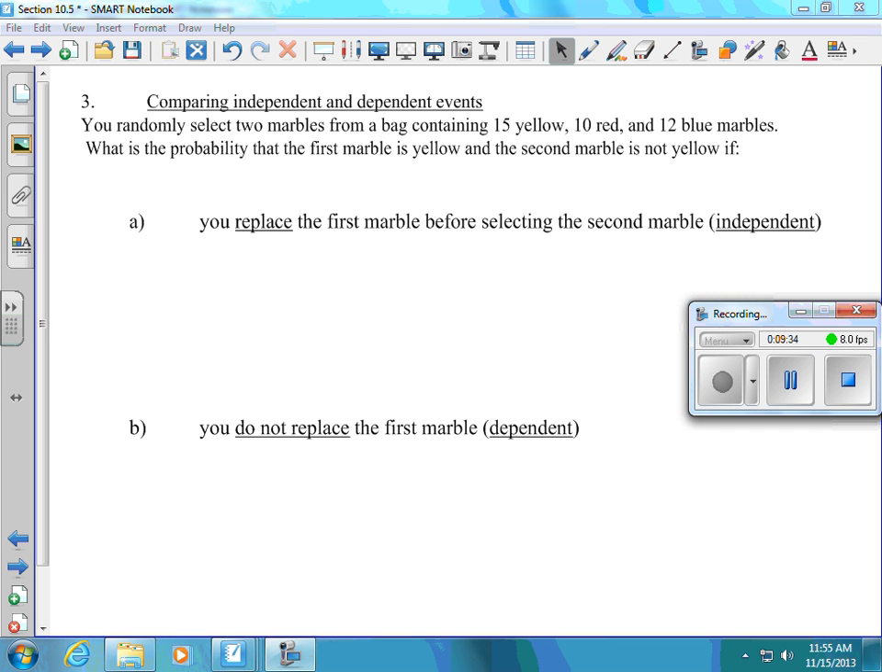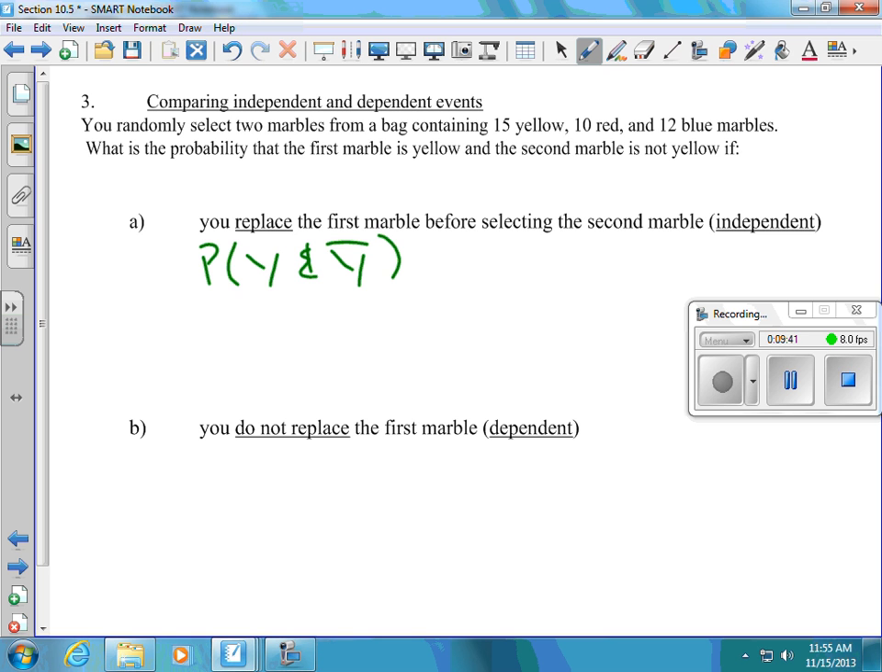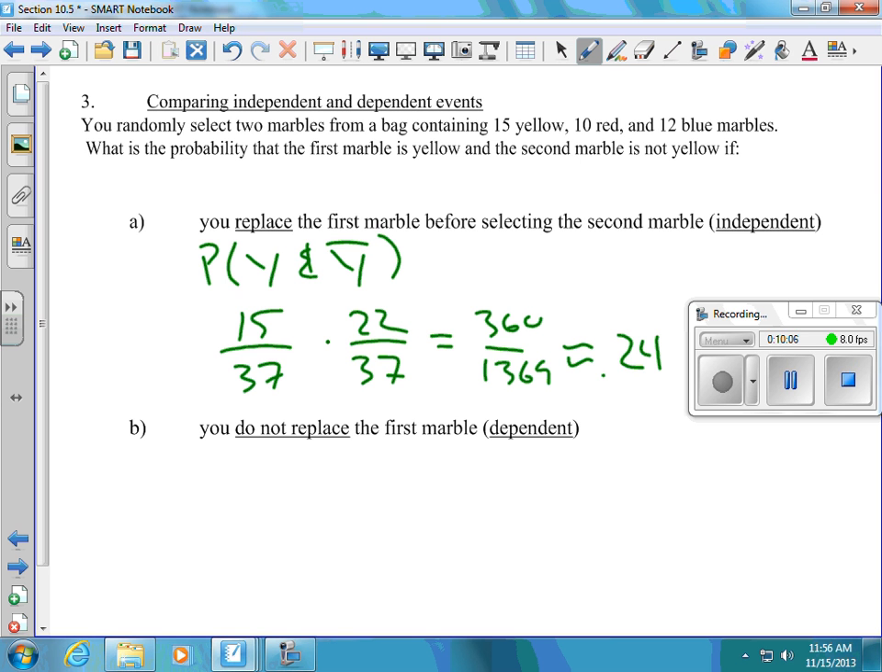So let's look at A first. The probability that we pick a yellow and then we don't pick a yellow. So we're going to replace it. How many yellows are there? There's 15 yellows. How many total marbles are there? There are 37. Times, well, there's 15 that are yellows, there's 22 that are not, and you end up with 360 out of 1,369, or approximately 0.24. That's our probability of picking a yellow and then a not yellow with replacement.